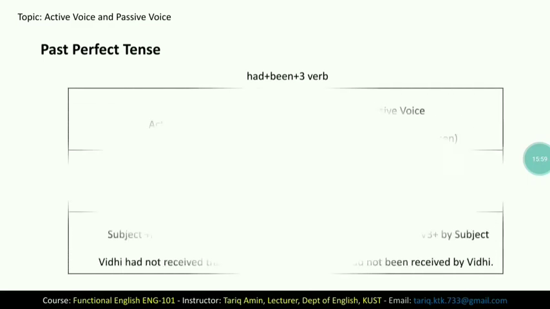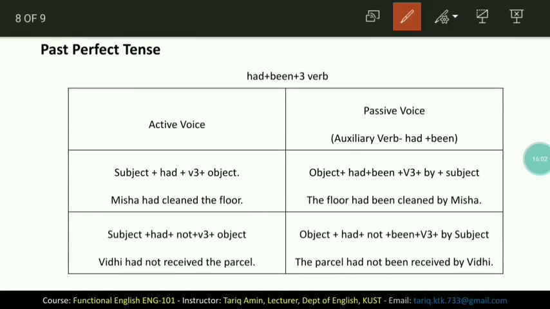Past perfect tense. This is the structure: subject plus had plus third form of the verb plus object. Misha plus had plus cleaned, third form of the verb, plus the floor. In the present perfect tense we use has or have, whereas over here we use had, not has or have. So subject plus had plus third form of the verb plus object.